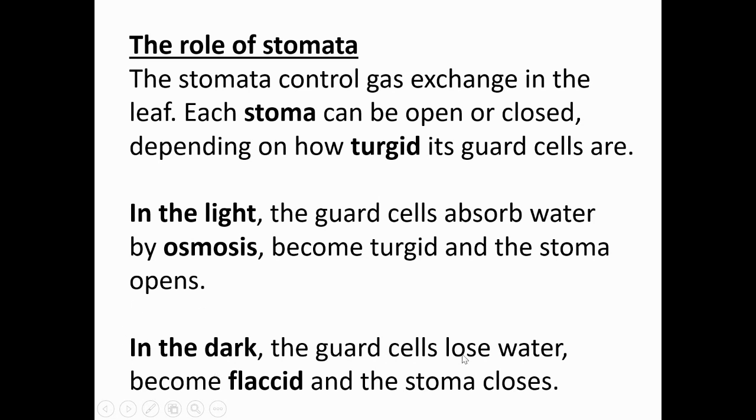In the dark, the guard cells lose water and become flaccid, and the stomata closes. Okay, so flaccid is kind of the opposite of turgid and means droopy or floppy. And when they droop, that's when they no longer hold this shape, and therefore the gap between the guard cells goes, and then water cannot move. So the take-home message from this slide is that in the light, the guard cells are turgid and the stomata is open. In the dark, the stomata close, and that's because the guard cells are flaccid.